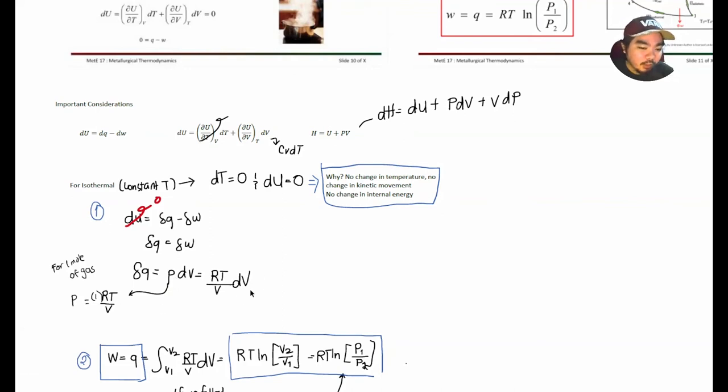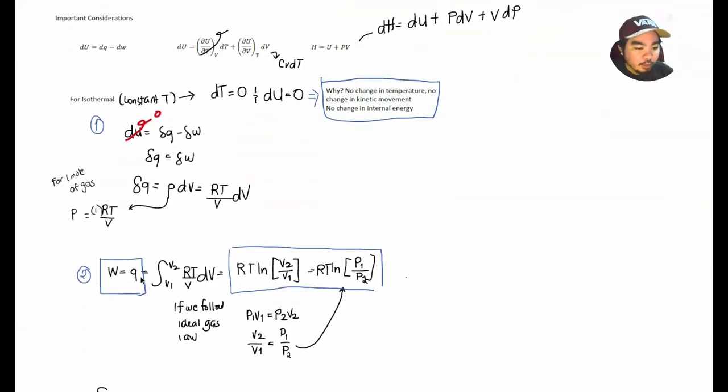So we have RT over V right here. Now, if we integrate this, R is a constant. T is also a constant because, di ba, isothermal process to eh. We are doing it at constant temperature. Therefore, itong RT, pwede siyang lumabas. So it becomes RT integral of 1 over V. W is equal to Q is equal to RT over V, and we can move the RT term outside of the integral. So this now becomes integral of 1 over V dV. And as we stated earlier, sabi natin kanina, integral ng 1 over V is just ln V. So if you evaluate it from volume 1 to volume 2, this now becomes RT ln V2 over V1.